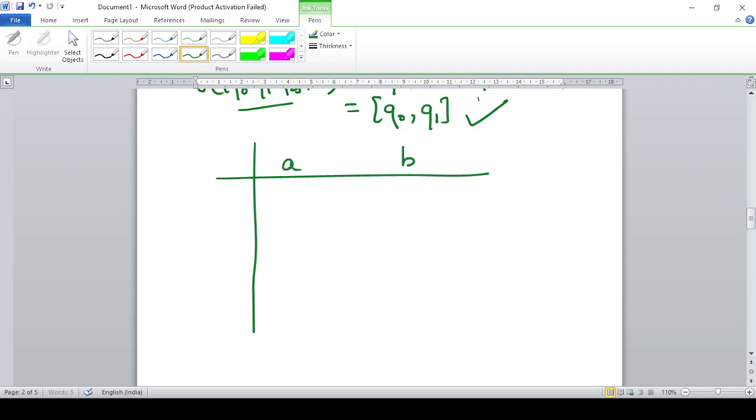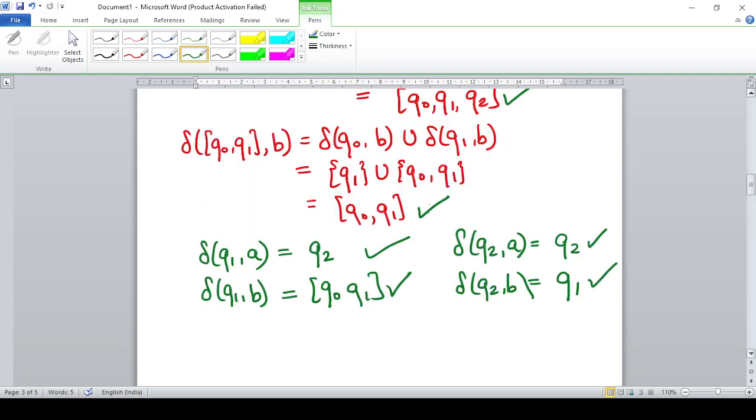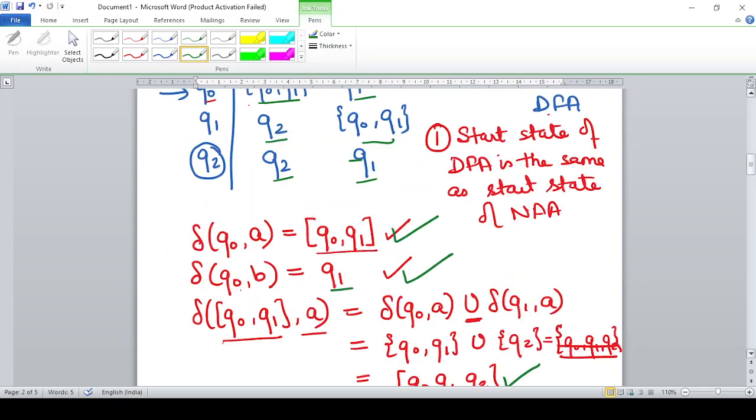Input symbols, initial state remains the same, so Q0. Then see which other states you were getting. You were getting Q0 Q1, then you had Q1, then you had Q2, and lastly you had Q0 Q1 Q2. Just copy from above whatever transitions you were getting. On Q0 when I give A, I go to Q0 Q1 and B Q1.